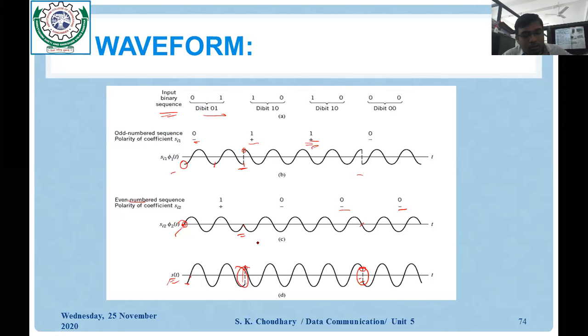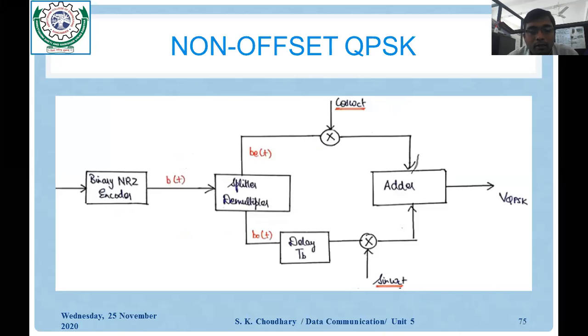Now we have to move to another kind, just for information's point of view: non-offset QPSK. What is the block diagram for the non-offset QPSK? In the offset QPSK signal, we have seen that the even and odd signals have a different delay. The even signal has been delayed with respect to the odd signal by the amount of TB, the bit period. And we can nullify this delay by including a delay block here.